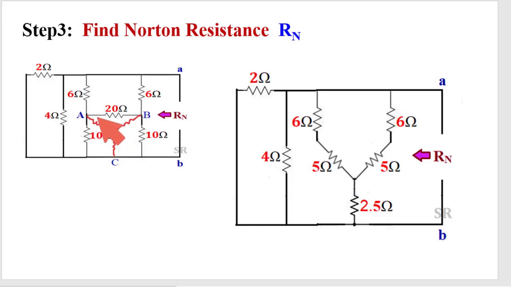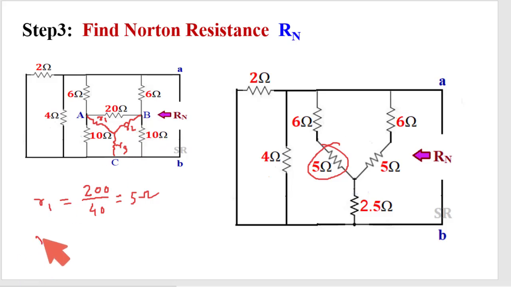So this is say r1, this is say r2, this is say r3. So what will be the value of r1? r1 is equal to this resistance multiplied by this resistance, that is 200, divided by this resistance plus this resistance plus this resistance, that is 40. So this is equal to 5 ohm. See, it is placed here. r1 is 5 ohm.